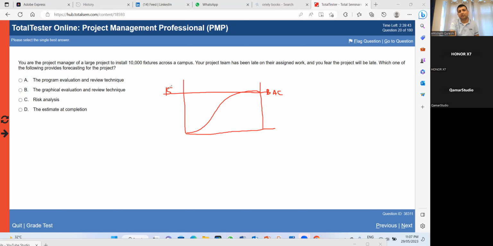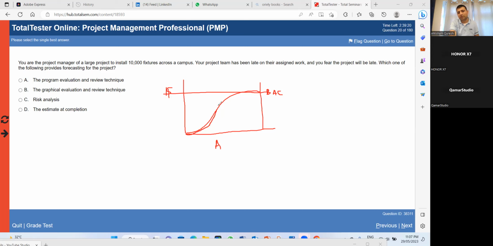Now what happens? This is your baseline. If you move like this, awesome. But what happened? This is your actual cost. With the passage of time, this is time, you will spend your money like this.